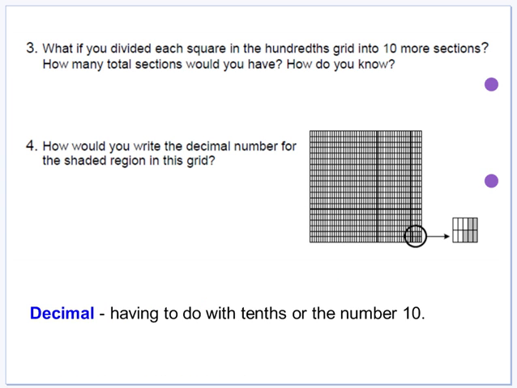So what if we divided each square of the hundredths grid into 10 more sections? This is our hundredths because there's 100 squares. What if we took each one of those little squares and cut them into 10 parts? So it would be kind of like putting this grid into each one of these little squares. How many total parts would we have if we did that? Go ahead and pause your video and work through that, and then when you're ready, come back and we'll check your answer.